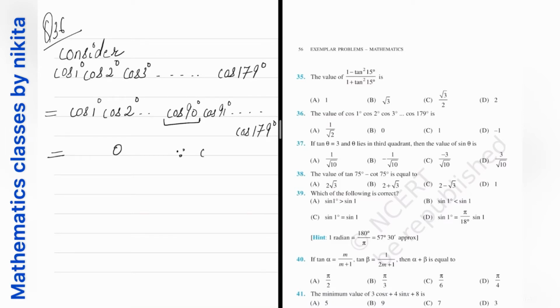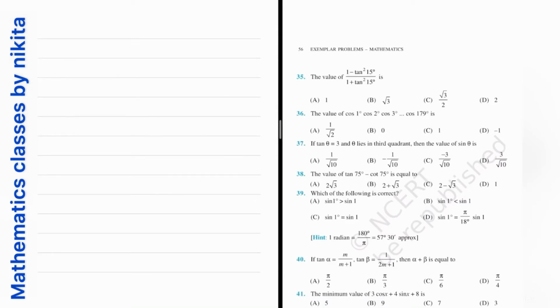So since cos of 90 degree is 0, therefore when you multiply any number with 0 you get the answer as 0. So therefore the correct answer of this is B part. So the answer for this question is B part. Okay, again a very easy but a tricky question. Now let's see question number 37.